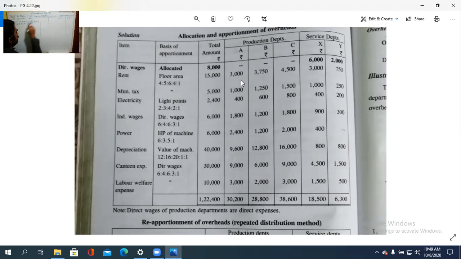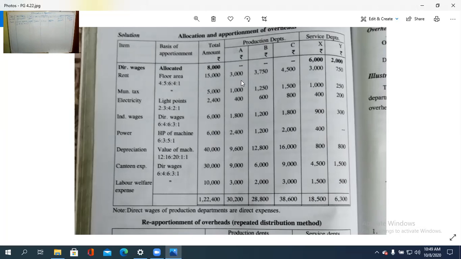3,000. Not in this way, you can take it from there also, that is, take the amount which is there divided by the total, this 15,000. In that way also we can do. Okay. Then 3,750, 4,500, then 3,000, and it is 750 for the last one.